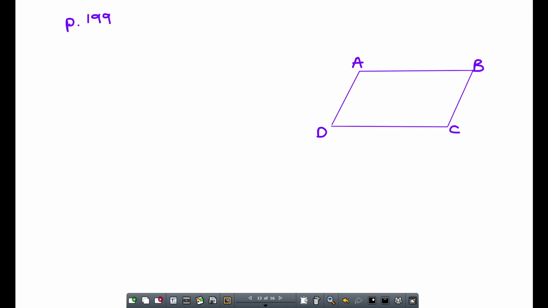Right, so on page 199, we are talking about parallelograms and rhombus. So what do we know about those? We know that these two sides are parallel and equal. Right? So it will have two pairs of parallel and equal sides.